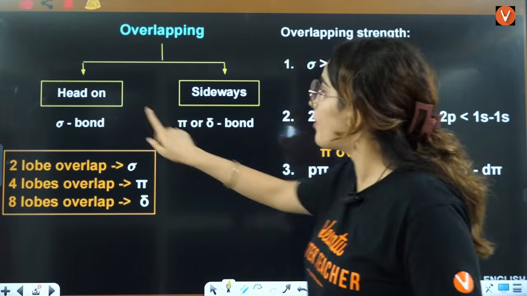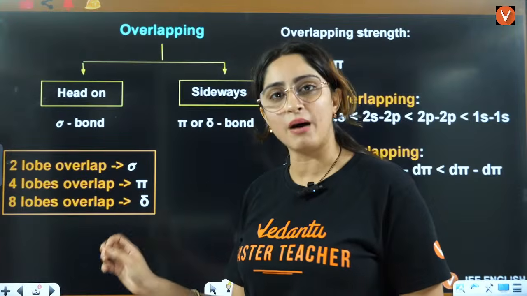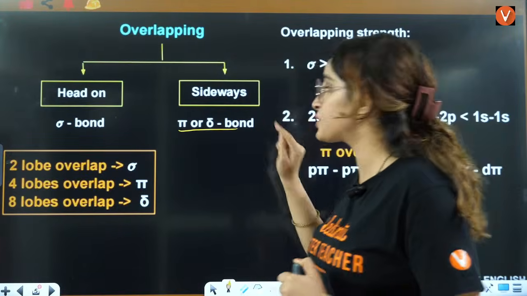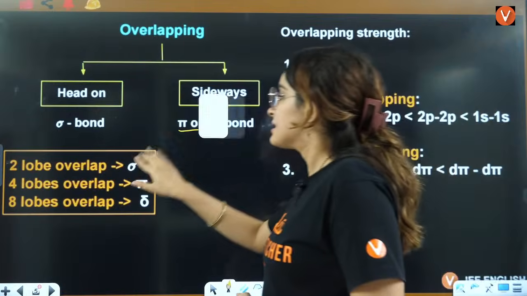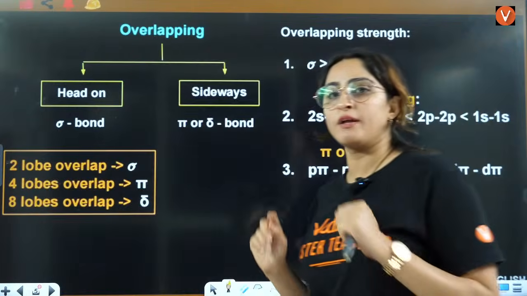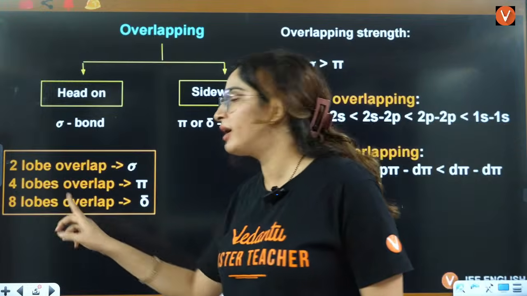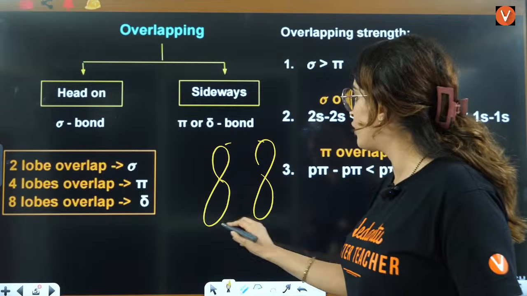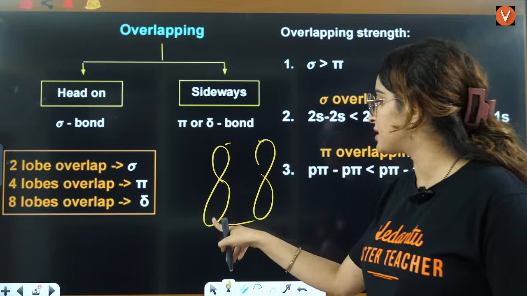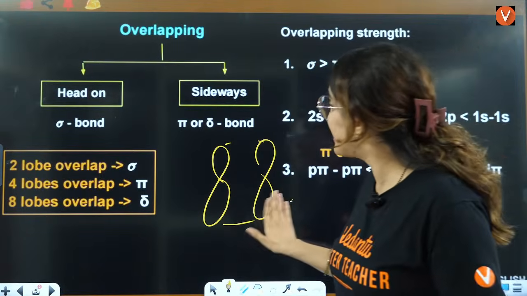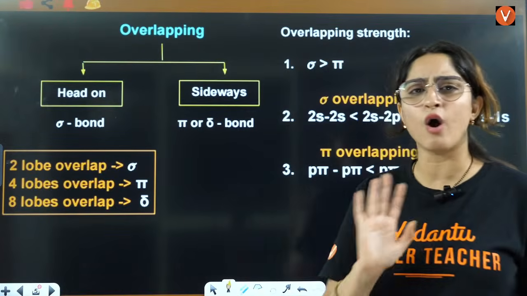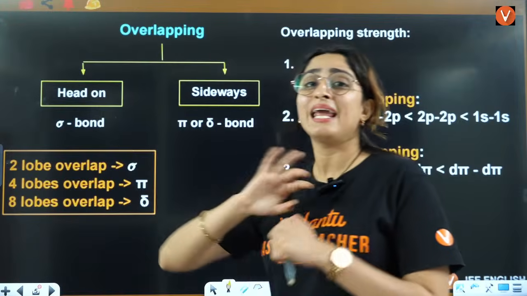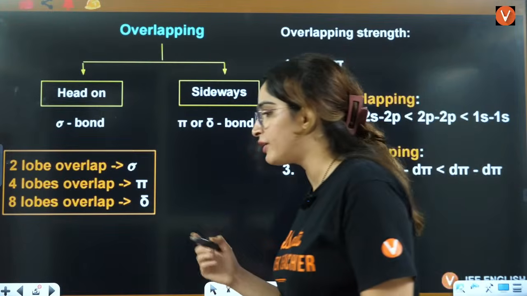When you talk about head-on overlapping, that is a sigma bond, and sideways overlapping gives a pi or delta bond. In a sigma bond, 2 lobes overlap. In a pi bond, 4 lobes overlap: this lobe with this one, and this one with this one. The delta bond is not covered in much detail in your syllabus. Just remember that in a delta bond, 8 lobes will overlap. How will they overlap?